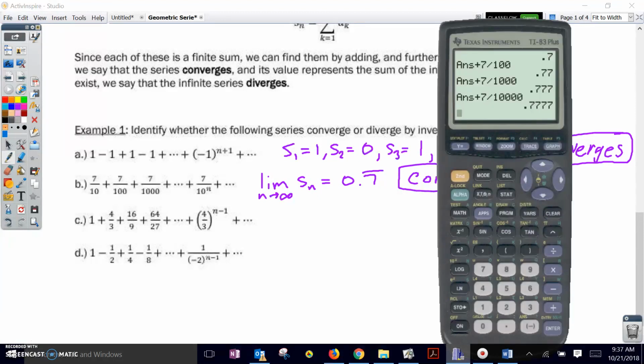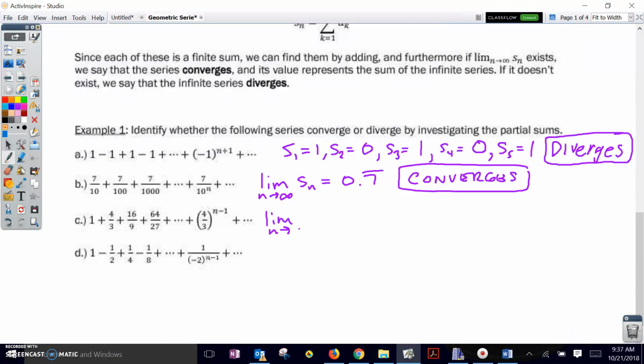Alright, we'll do the same with part C. We've got 1 as our first partial sum. Then we add 4/3 to that. And we add 16/9 to that. We add 64/27 to that. And what we see from the partial sums here is that they just continue to grow larger and larger and larger. And so the limit as n goes to infinity of our partial sums here approaches infinity. Therefore, we will say that this infinite series diverges.